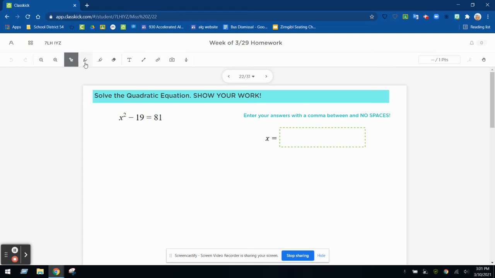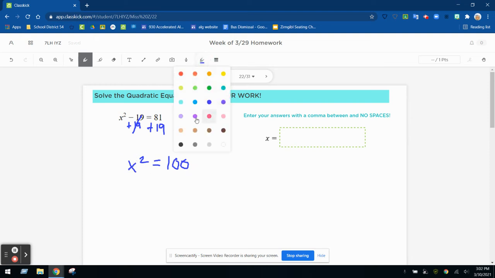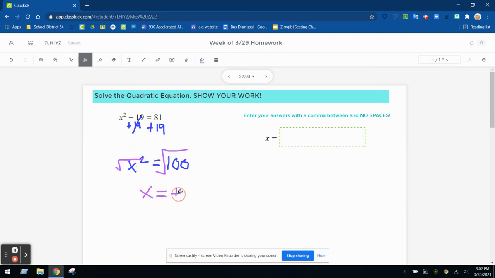All right, here we go. Let's try to solve this using square roots. I'm going to add 19 to both sides. And I get x squared equals 81 plus 19 gives us 100. So again, now that my x squared is isolated, the inverse operation of squaring something is to take the square root. So I'm going to square root both sides, and get x equals positive or negative 10.